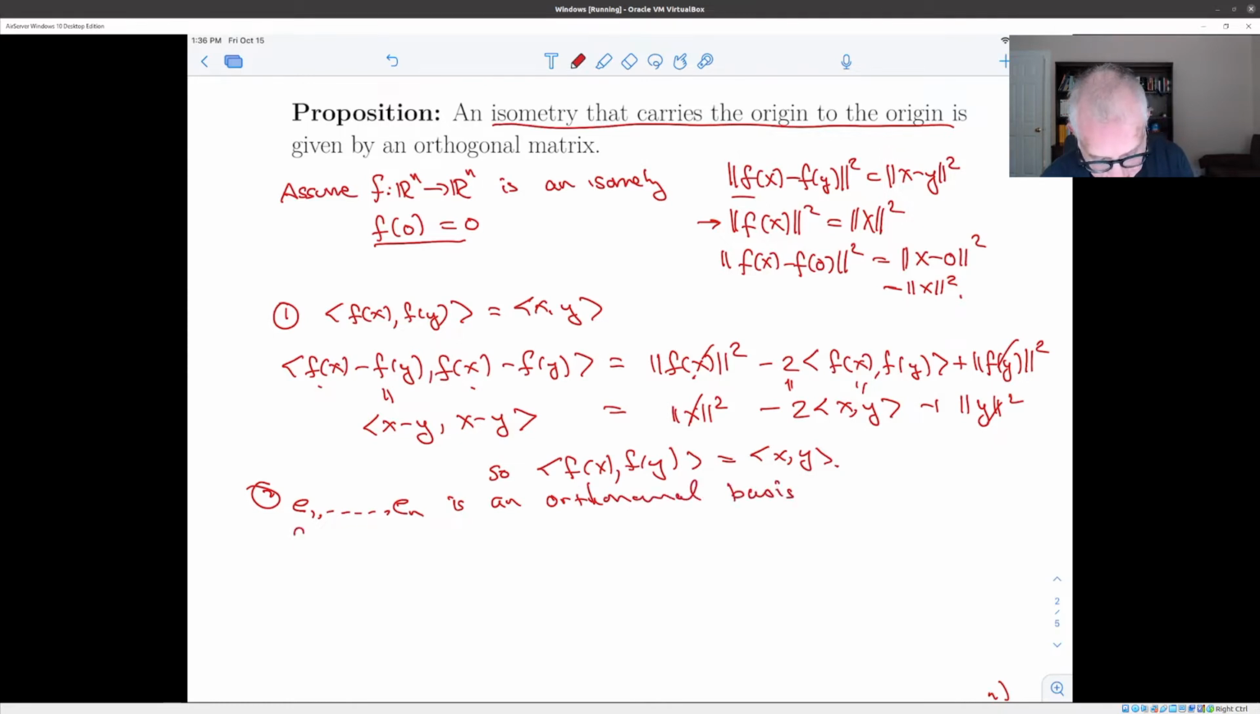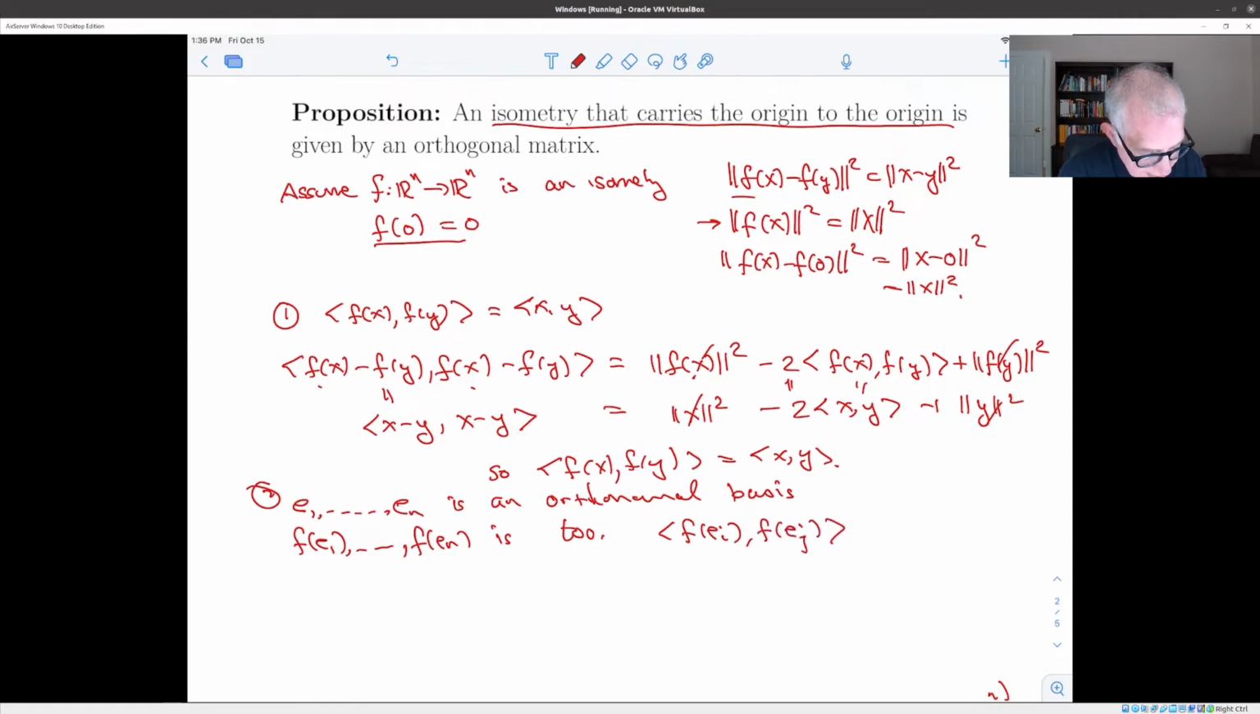Then so is f of E1 up to f of En, because of what we just did with the dot product. Namely, we know that f of Ei dotted with f of Ej is the same as Ei dotted with Ej, which is 1 or 0, depending on whether i equals j or i does not equal j. So our function takes an orthonormal basis to an orthonormal basis.